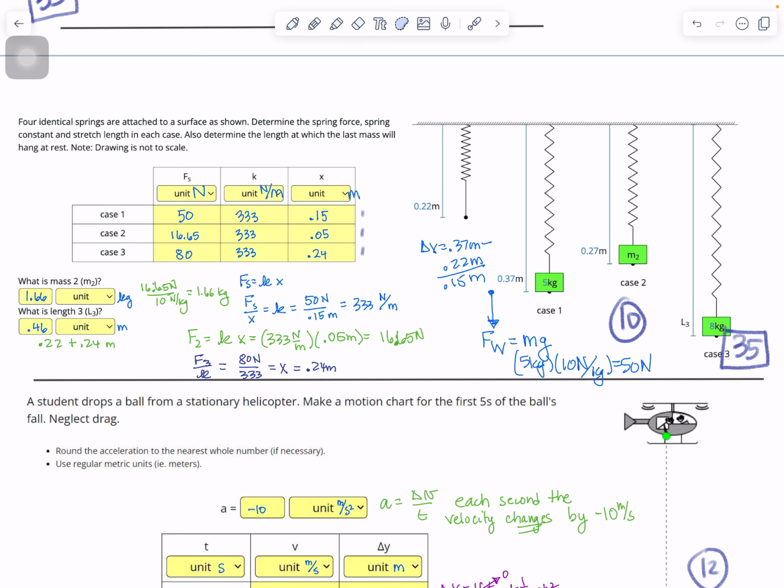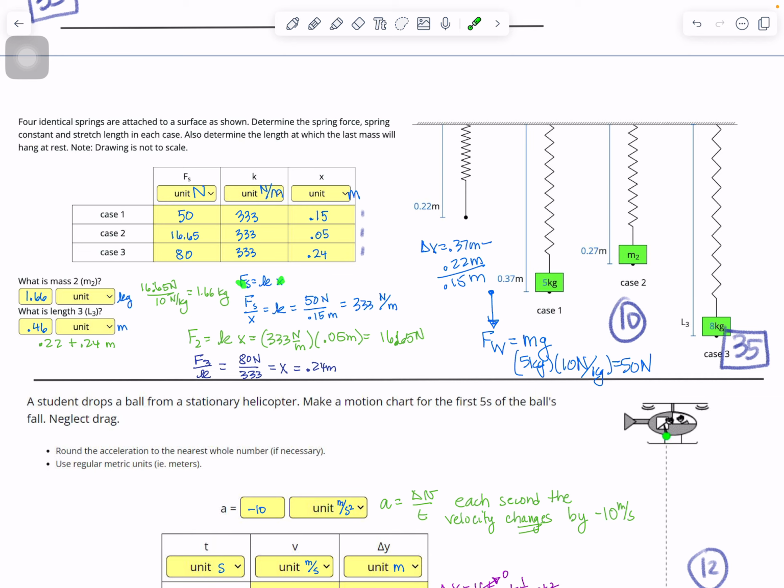Okay, so for the first one, 0.37 minus 0.22 is equal to 0.15, so that was the x. And for the second one, 0.27 minus 0.22 is 0.05, so that was the x there. Now the force, all right, so we've got the x.